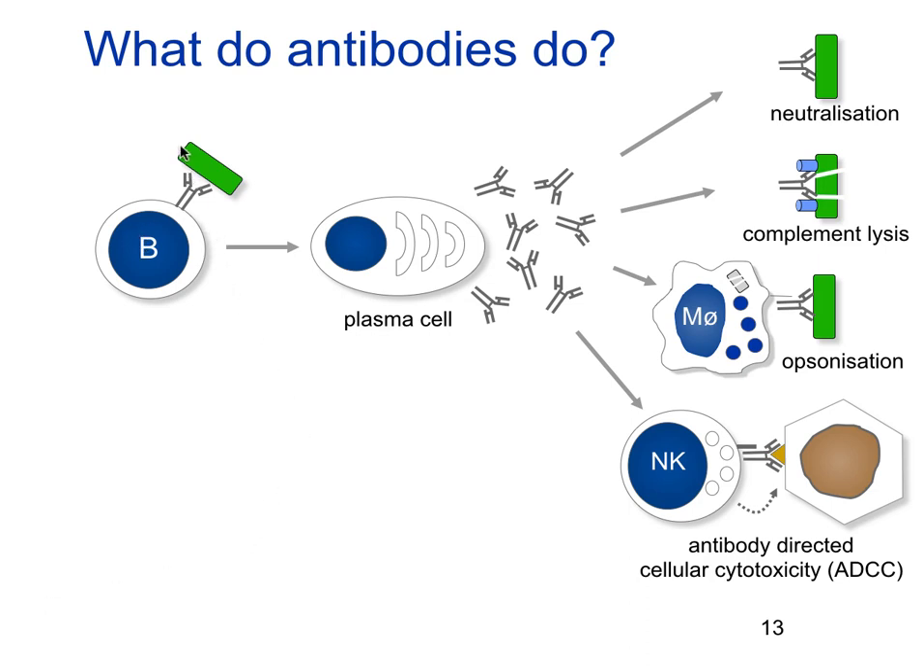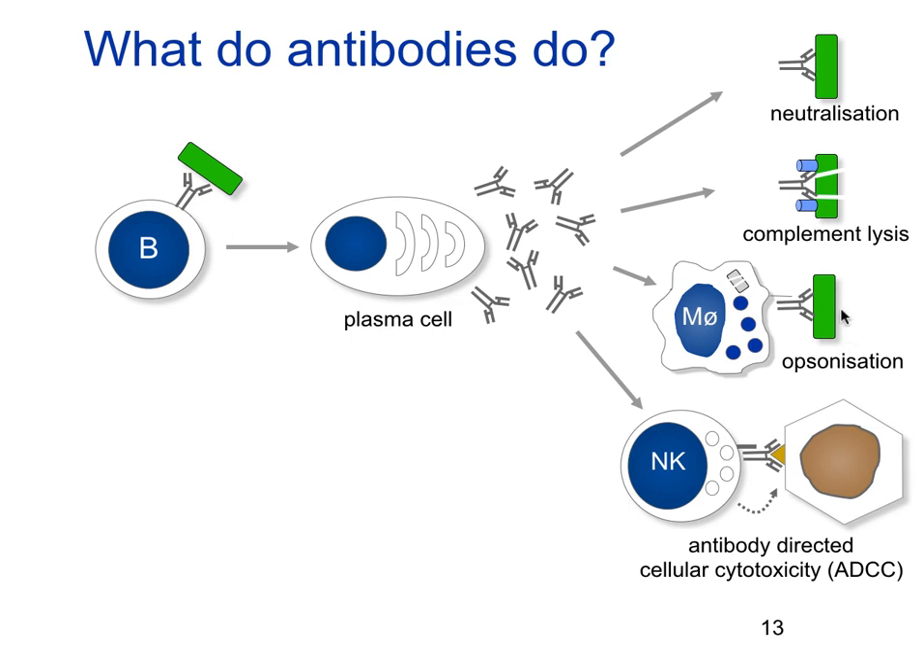Here we have the B-cell. It recognizes a bacterium, it becomes activated, becomes a plasma cell, and starts producing antibodies. What these antibodies can do is neutralize the threat by binding to it. And then this can be recognized by phagocytes and phagocytosed. Or it can activate the complement system, and then the membrane attack complex here will lyse the bacterium.